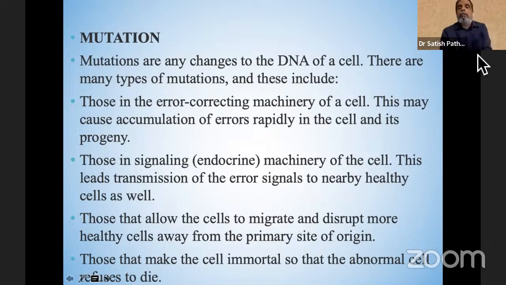Those in machinery, this causes accumulation of errors rapidly in the cell and its progeny. Those in signaling, so either error correcting machinery, signaling machinery, and those that allow the cells to migrate and disturb more healthy cells away from the primary site of origin. Those that make the cell immortal so that the abnormal cells refuse to die. So these are called mutations. And it will depend upon which part of that cell or DNA is affected. Accordingly, the newly generated cell will look like.